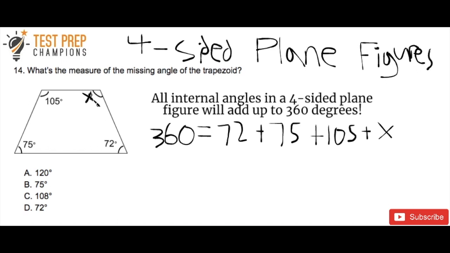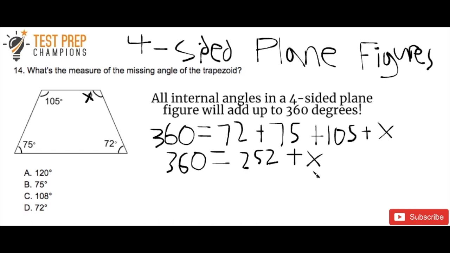To do this, we're just going to do a simple addition. We want to add up 72, 75, and 105. I'm going to do that in my calculator. 72 plus 75 plus 105 gives us 252. Let me rewrite this now. We've got 360 equals 252 plus x.